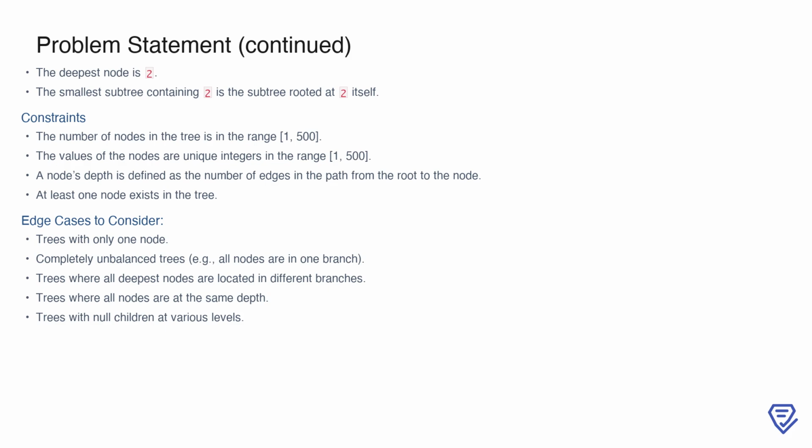Finally, let's note a few important constraints and edge cases. The tree can have between 1 and 500 nodes, and all values in the tree are unique integers between 1 and 500. Edge cases to consider include trees with only one node, completely unbalanced trees, trees where deepest nodes are scattered across branches, and trees where all nodes are at the same depth. These considerations help ensure a robust solution to the problem.